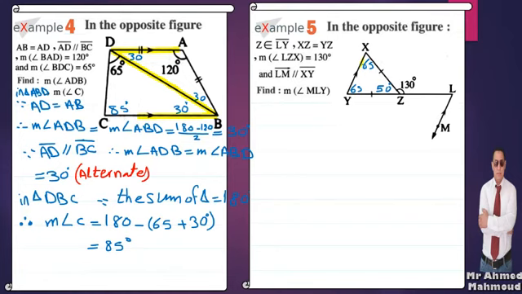Okay, now we have alternate angles. As you see here, these are alternate angles. Then angle Y equals angle L, which equals 65 degrees. Okay, now I'm going to write the proof.